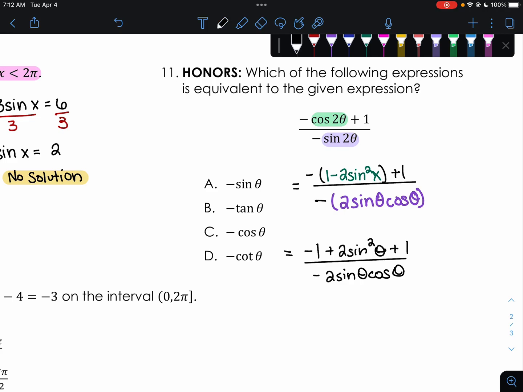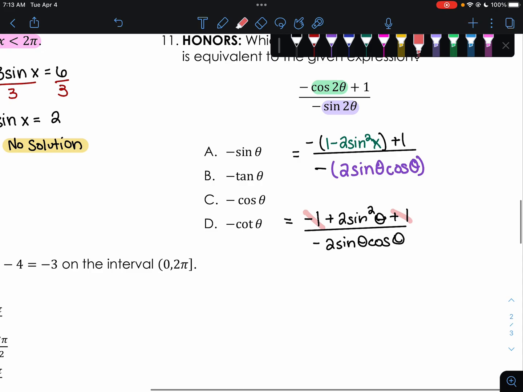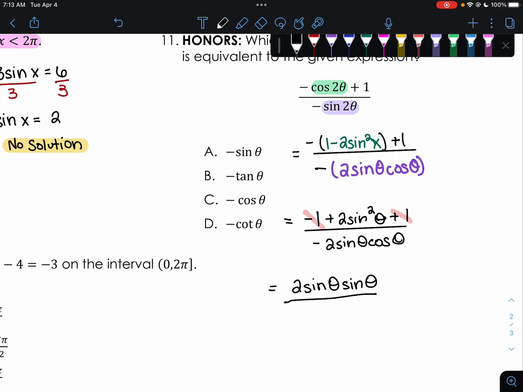So what I notice here is that the 1 and the -1 cancel out. If I would have picked the cosine double angle identity with the 1 and the cosine squared, those ones would not have canceled out. If I picked the first one with the cosine squared minus the sine squared, I wouldn't have had anything cancel out. So that's why, again, I picked the one that I did. So now that I did that, I'm going to rewrite the top. Instead of saying sine squared theta, I'm going to say it's sine times sine. And then on bottom, I have a -2 times a sine theta times a cosine theta.